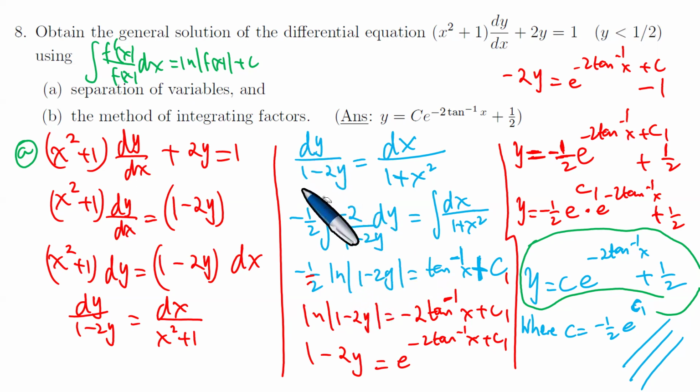Alternatively, you'll have to let u be 1 minus 2y, but it's going to be long. And then you have the minus 1/2. And in the end, we get this answer in green, which is y equals c e to the minus 2 arctan x plus 1/2. If we use substitution, it's okay. We're still going to get the same answer, even if we let u. But I did not want to use u because it's just going to be long. The answer is going to be the same anyway.